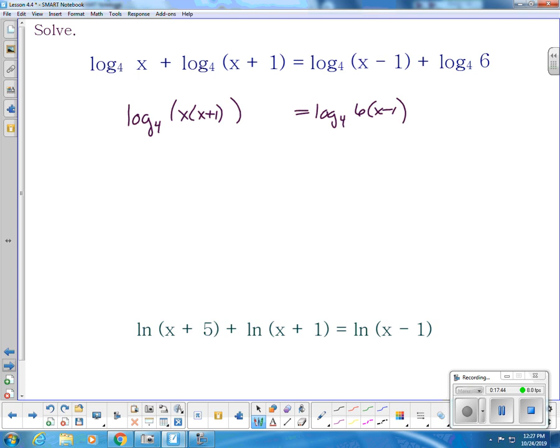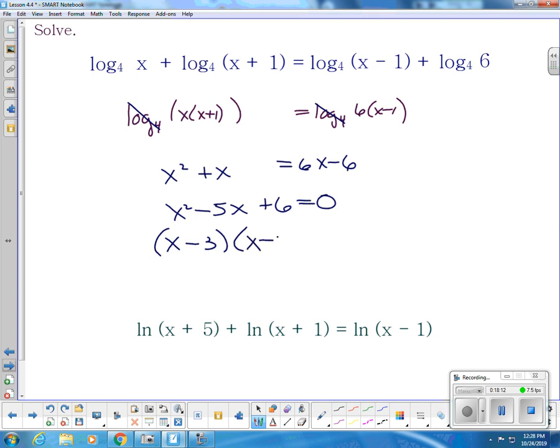So we're getting simpler. If you have the same log base on both sides, you can cancel them out. And then we can distribute. So x squared plus x is going to equal 6x minus 6. And then solve it. We all know how to solve it. Bring everything to one side. And try to factor. Please try to factor before you do the quadratic formula. So we get two answers. X equals 3 and x equals 2.